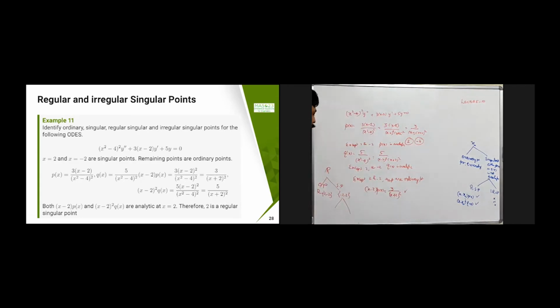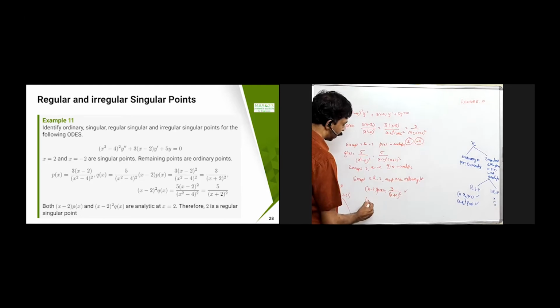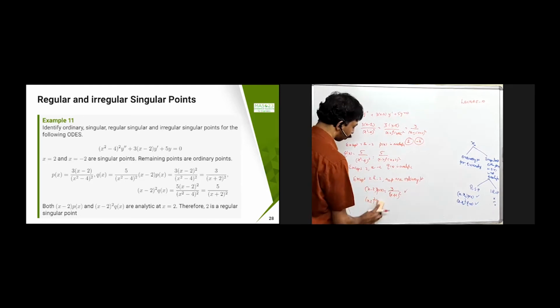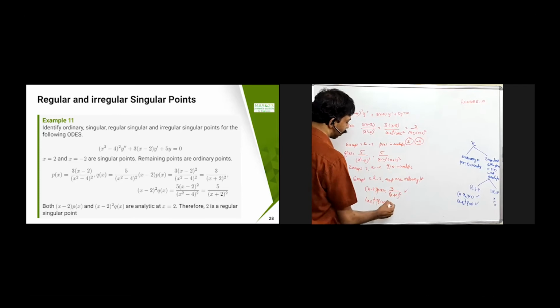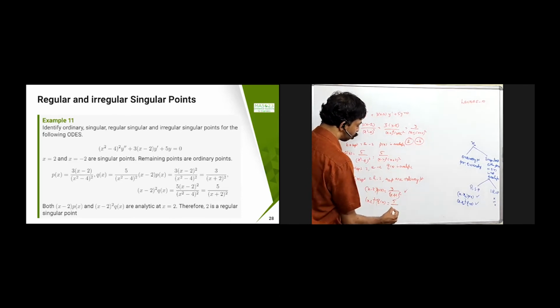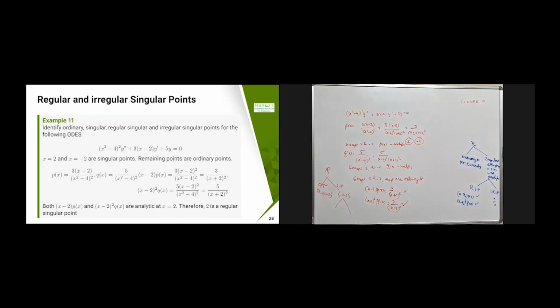Now (x minus 2) whole square into q of x. That (x minus 2) whole square will get cancelled, so you are going to get 5 by (x plus 2) whole square. Therefore, this is analytic again. So at x equal to 2, both are analytic. Therefore, I can write this as a regular singular point. So x equal to 2 is a regular singular point.